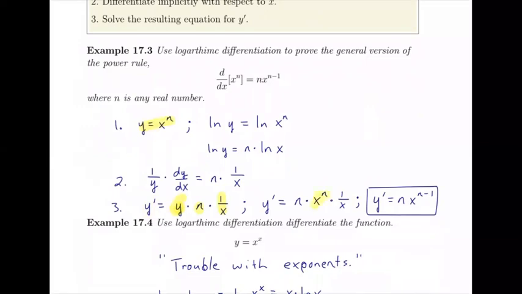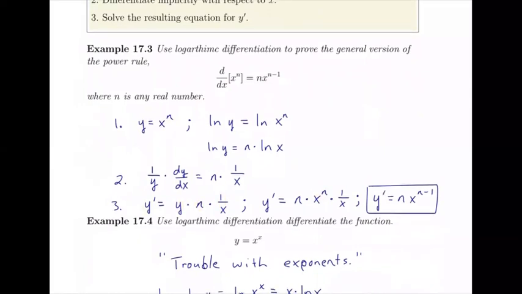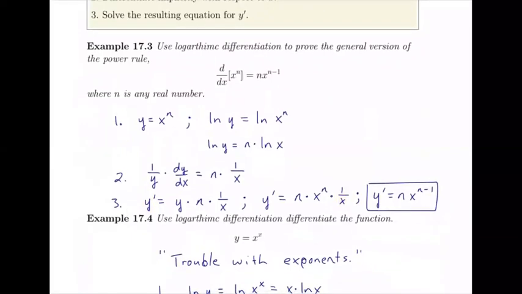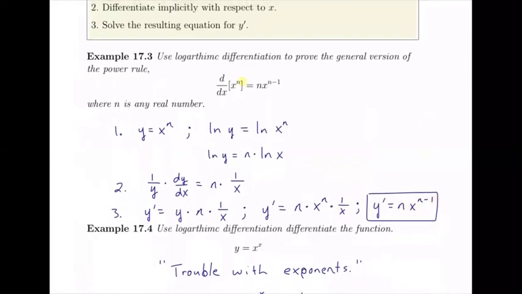And that's what happens in this step. So y prime is n times x to the n times 1 over x. Well, that's x to the negative 1, right? So then x to the negative 1 times x to the n gives me x to the n minus 1. And there we have our power rule. And this, we can see, works out for any real number whatsoever for n, right? Even though we never really did prove that. Now we've actually officially established that result.